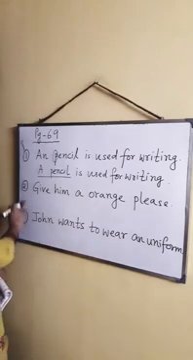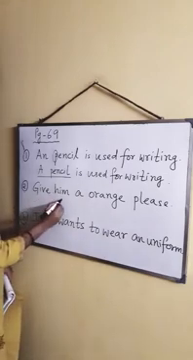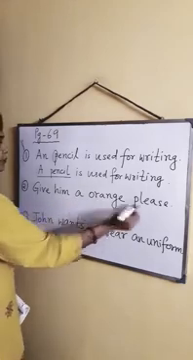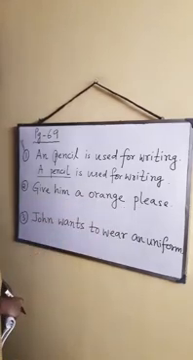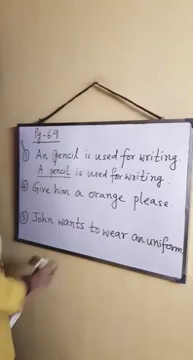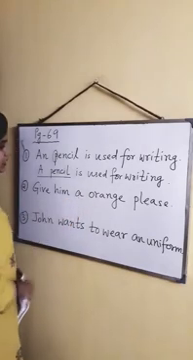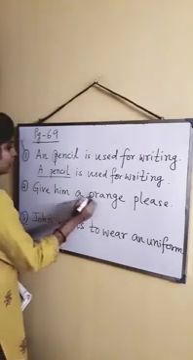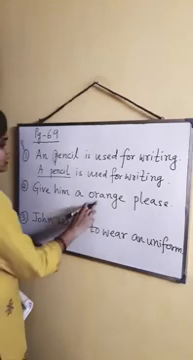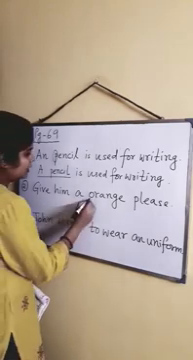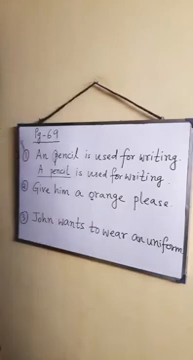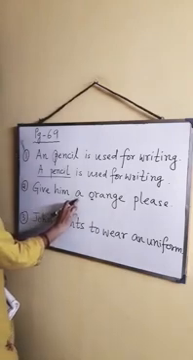Now the second sentence is give him a orange please. Give him a orange please. Now where is the article? Here it is. Article is here. So we will see the word just after it. It is orange. Orange starts with O. O is a vowel. So it will be an and here.